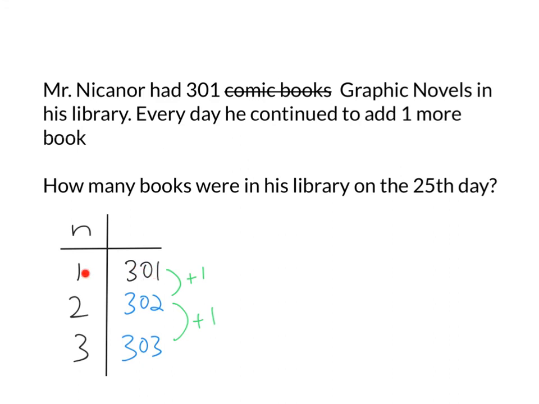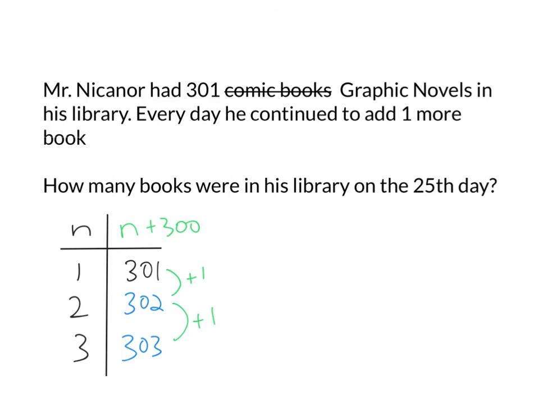So 301 is the first term, 302 is the second term, 303 is the third term. It seems like we're just adding the term to 300. Could that be our actual algebraic expression? So we can go 300 plus n. Or we can do it the opposite way as well. Are you now able to find out what the 25th term is? Let's do it together if you haven't figured it out already.